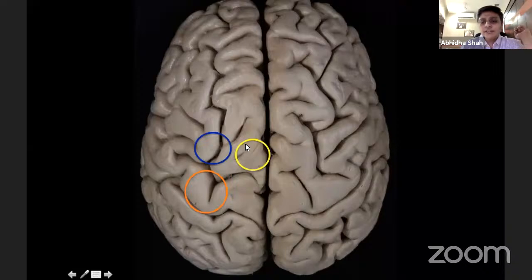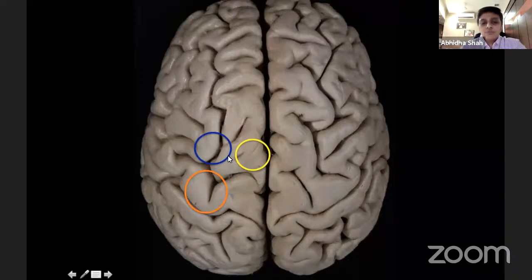This yellow circle here is the supplementary motor area. What does the supplementary motor area do? It performs learned activities. It is in the posterior part of the superior frontal gyrus, and just anterior to this SMA is the pre-SMA, which learns sequential activities. The SMA helps in performing the learned activities, while the pre-SMA actually learns them.